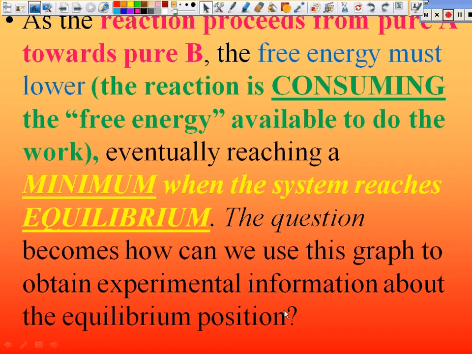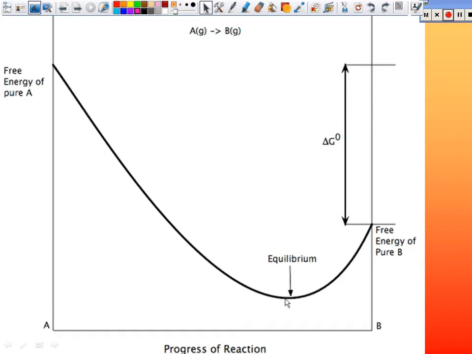So when delta G is at its minimum on this graph, do you agree that this entire graph is about delta G? When is delta G at its minimum? So when delta G has used all of the energy that it can possibly use, what's happening to the reaction? It's at equilibrium. Okay? So, when we know the value of delta G, can you then relate it to K? How?